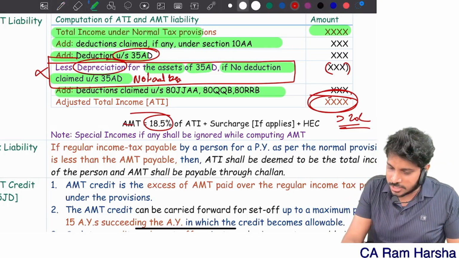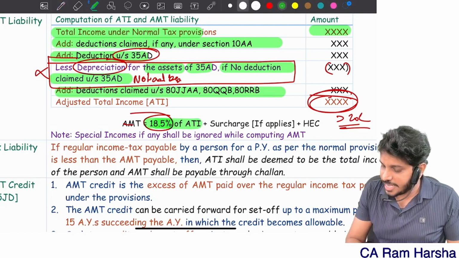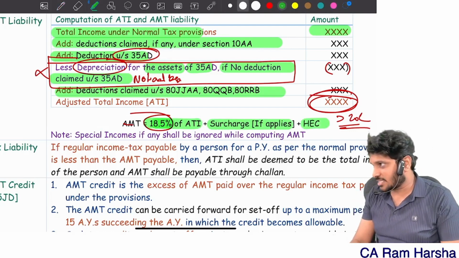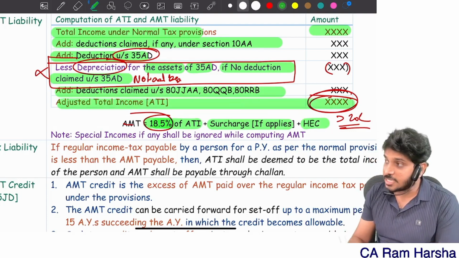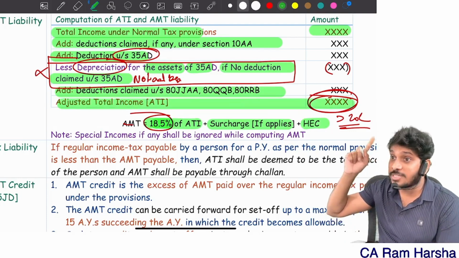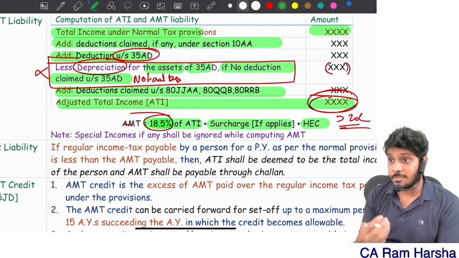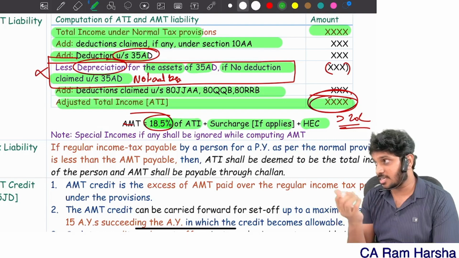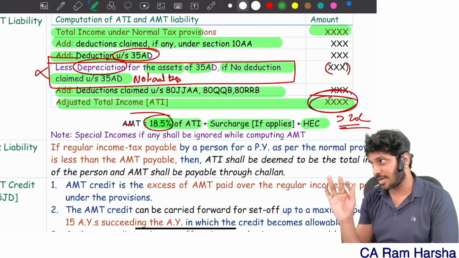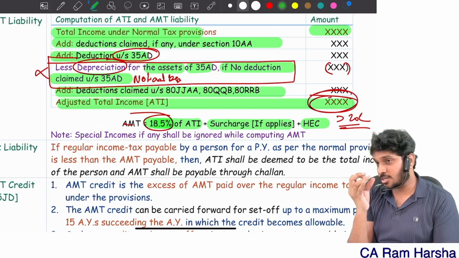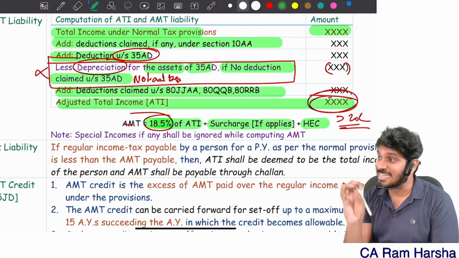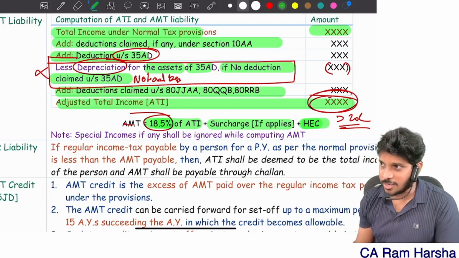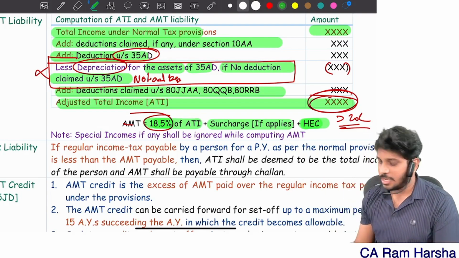AMT is equal to what? Straight away 18.5% of ATI plus surcharge plus health and education cess. For surcharge, you will see adjusted total income limit with optional tax regime: exceeding 50 lakh, exceeding 1 crore but not exceeding 2 crore, exceeding 2 crore, exceeding 5 crore. With optional tax regime, that limit, 10%, 15%, 25%, 37% surcharge as the case may be. Then add cess. Are you clear? All of you? Yes or no?